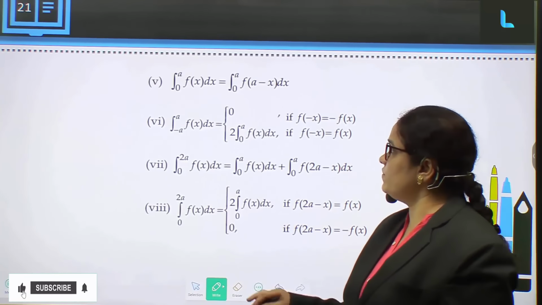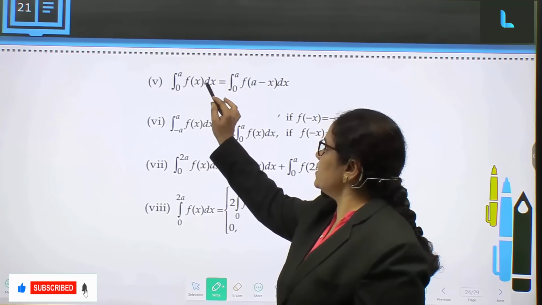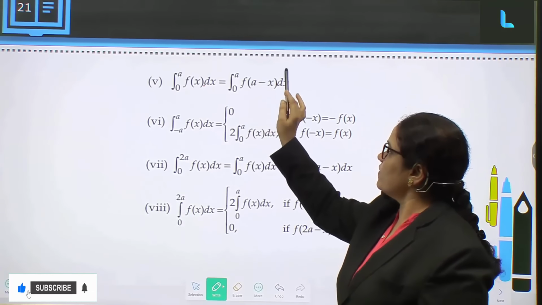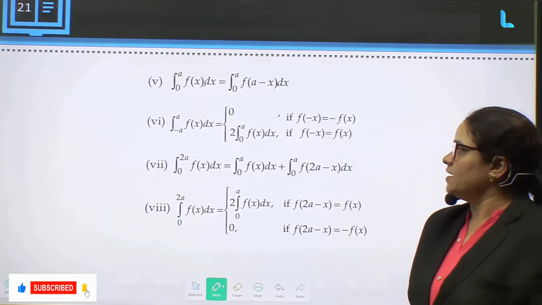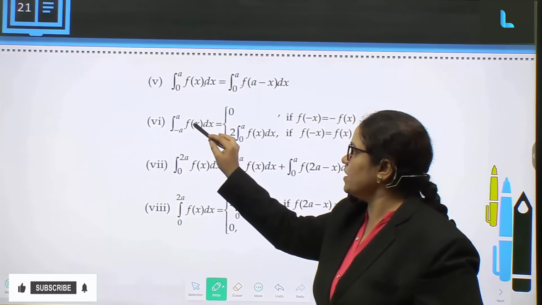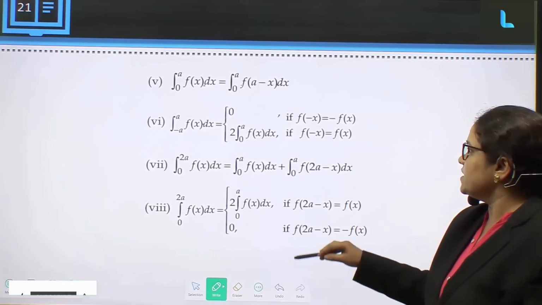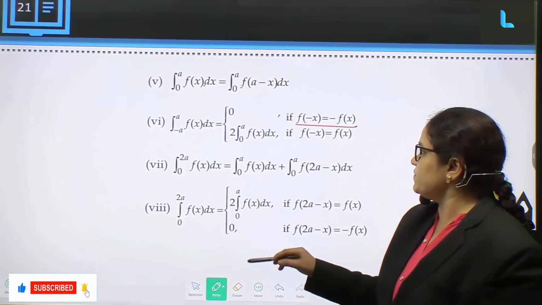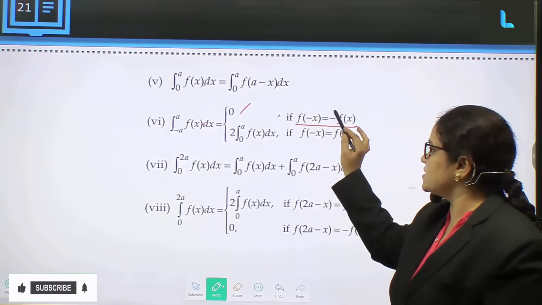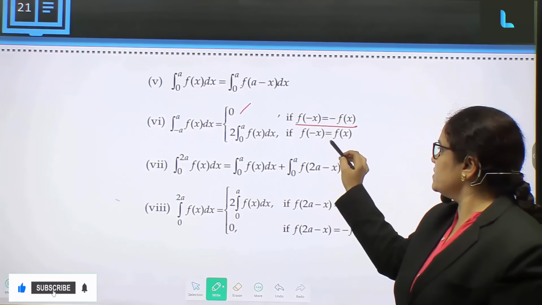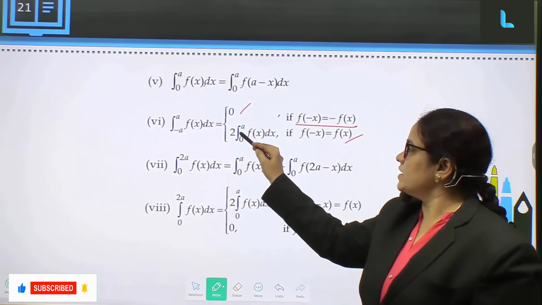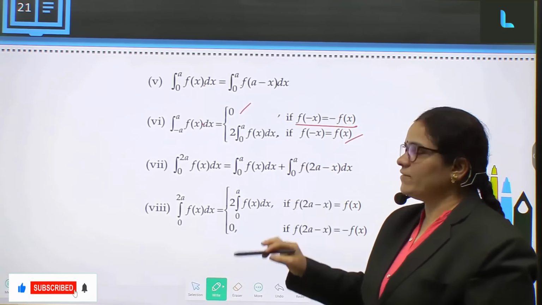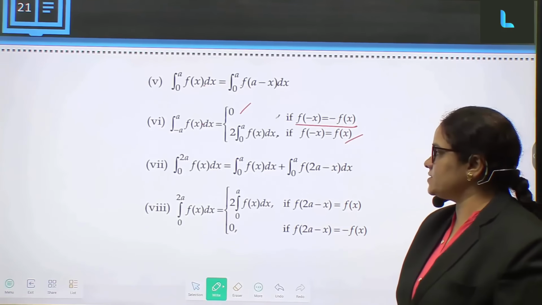Next, fifth one is integral 0 to a f of x dx equal to integral 0 to a f of a minus x dx. Next one is integral minus a to a f of x dx equal to, here if f of minus x equal to minus f of x, value is 0 in this case. If f of minus x equal to f of x, we will get 2 into integral 0 to a f of x into dx.